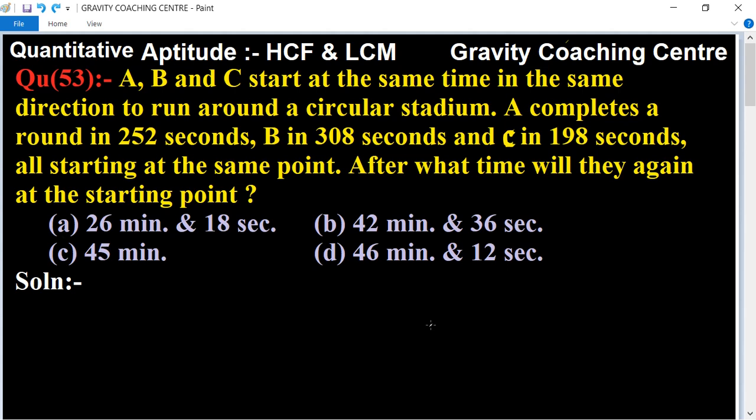Quantitative Aptitude Chapter HCF and LCM. Question number 53. A, B and C start at the same time in the same direction to run around a circular stadium. A completes a round in 252 seconds and B in 308 seconds and C in 198 seconds, all starting at the same point. After what time will they again be at the starting point?